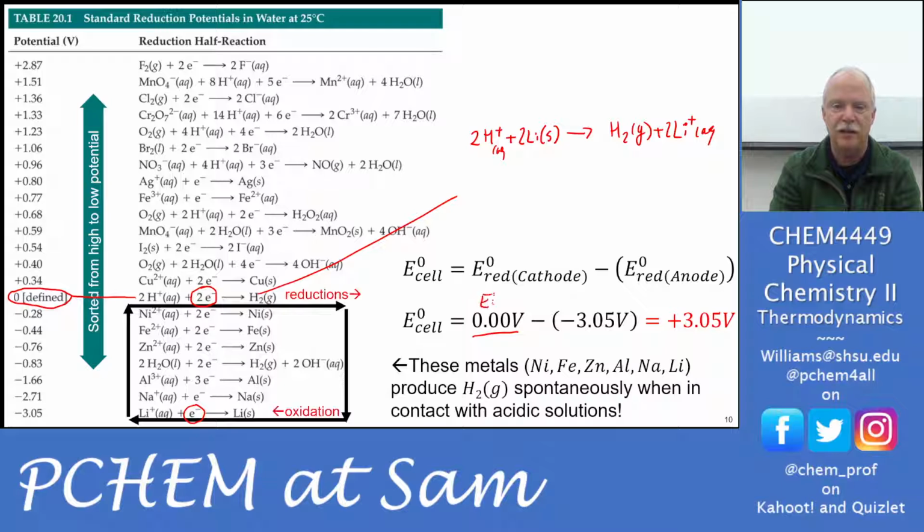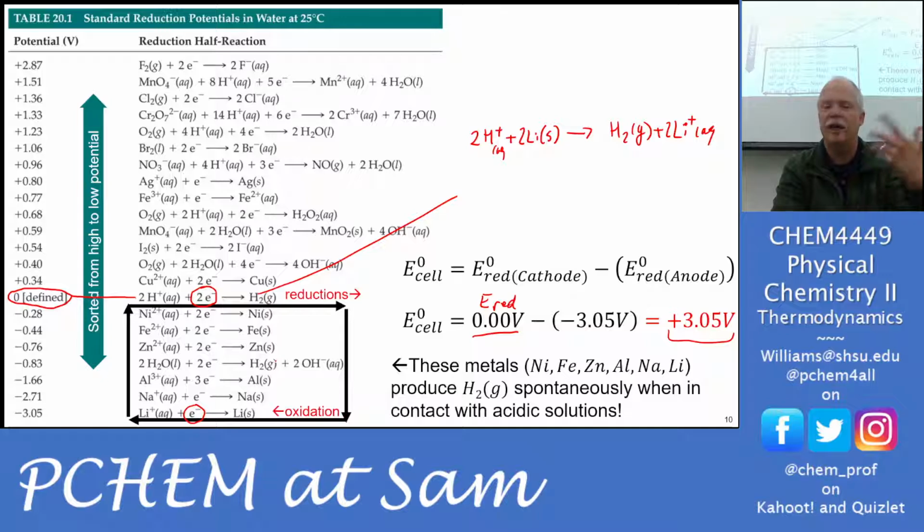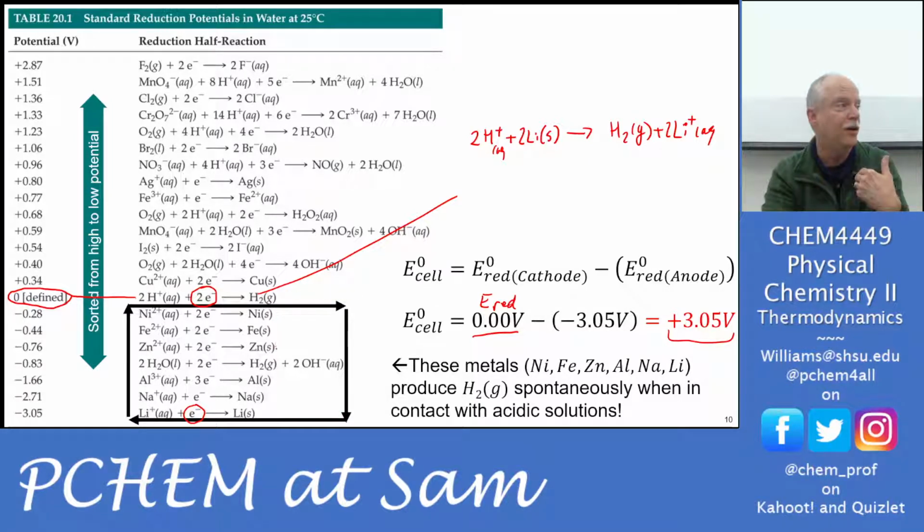So this is the E reduction, right? And then minus the E reduction of the oxidation is going to give us this, minus a negative number, so we get a positive, spontaneous cell. So what that means is all of these metals, you see nickel solid, iron, zinc, aluminum, sodium, lithium, if you put those metals in contact with acid, they'll spontaneously generate hydrogen gas. But up here, these metals like copper, if you put acidic solution on copper, it's not going to generate hydrogen. So acid won't attack copper like it attacks iron or nickel. So that's kind of interesting.